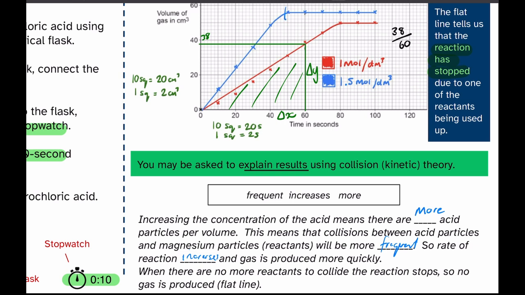And again, you might get asked to explain this flat line. So explain the flat line in terms of collision theory. So that is, when there are no more reactants to collide, they can't collide. So the reaction stops and no gas is produced.